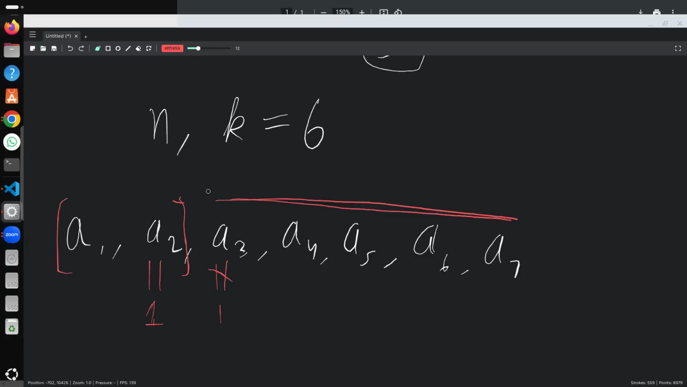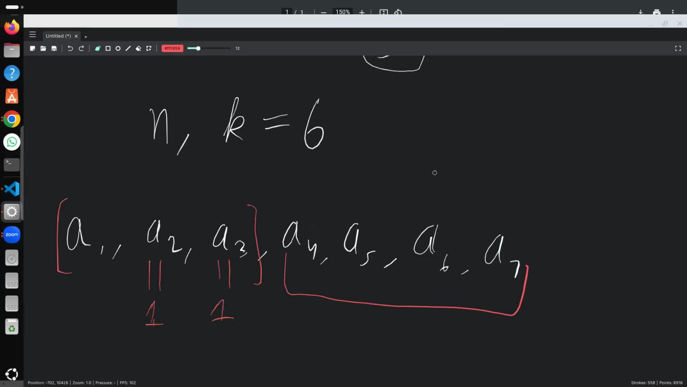But now what if A3 is also equal to 1? If A3 is equal to 1, then what do we do? You will say, what if we try to take A4 as the first element? Then no, you are wrong. Why? Because if we try to take A4 as the first element, we'll have to take this segment. But then the problem is that we have to make 5 segments out of these 4 elements. We have only 4 remaining elements and we would have to make 5 segments.